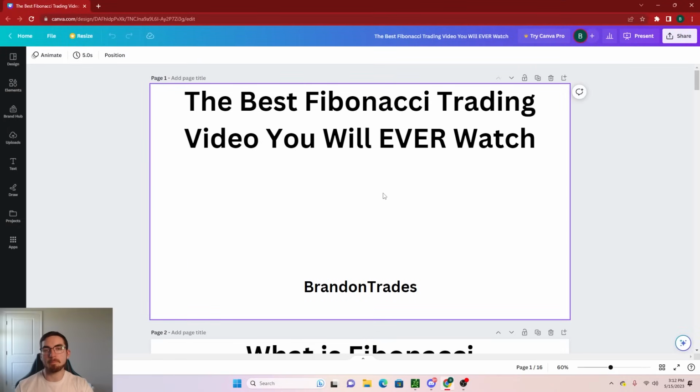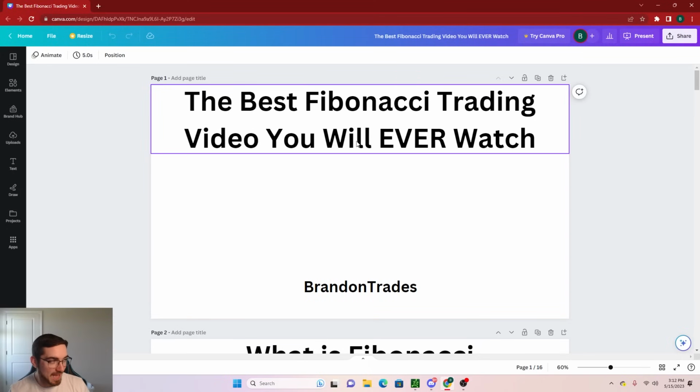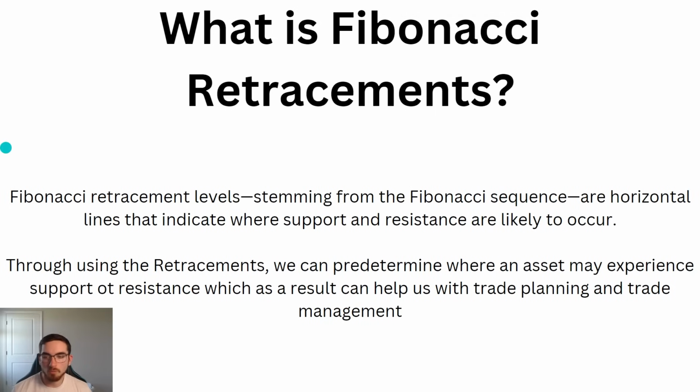And again, we're going to be flipping back and forth from the slideshows over to the chart, but this is pretty much going to be the best Fibonacci trading video that you will ever watch. So first, we're going to start off with what is Fibonacci. Fibonacci retracement levels stemming from the Fibonacci sequence are horizontal lines that indicate where support and resistance are likely to occur in the market. Through using the retracements, we can predetermine where an asset may experience support or resistance, which as a result can help us with trade planning and trade management.